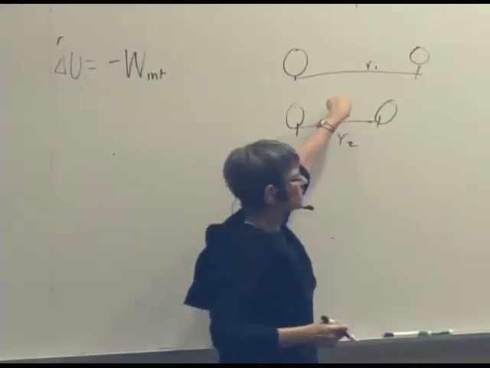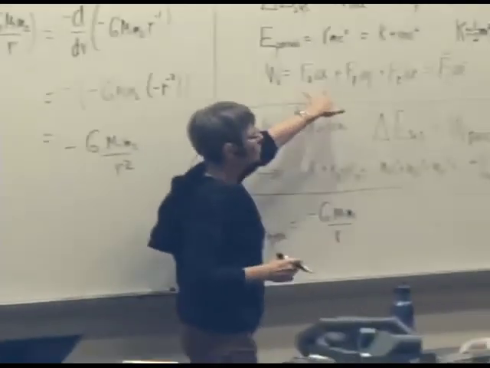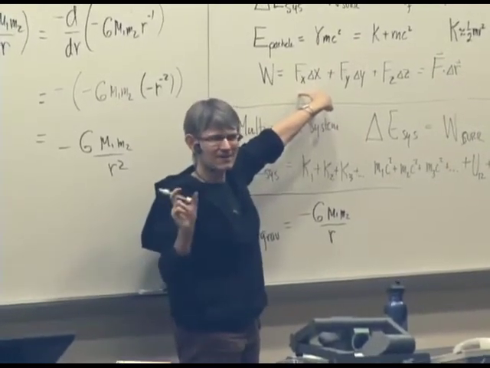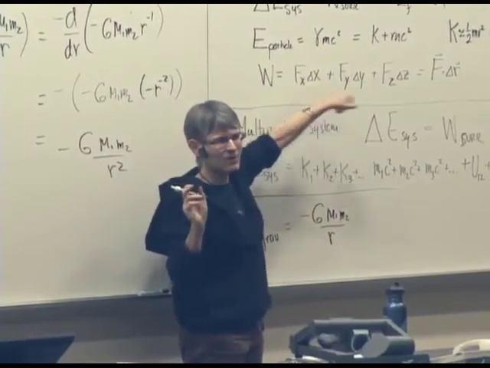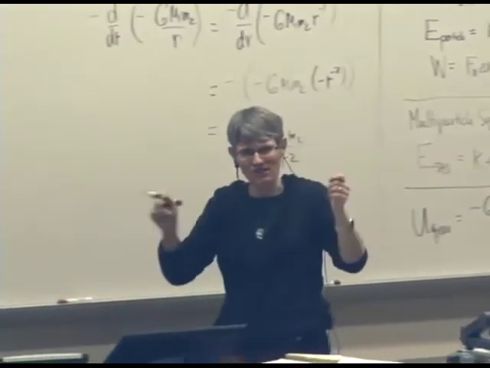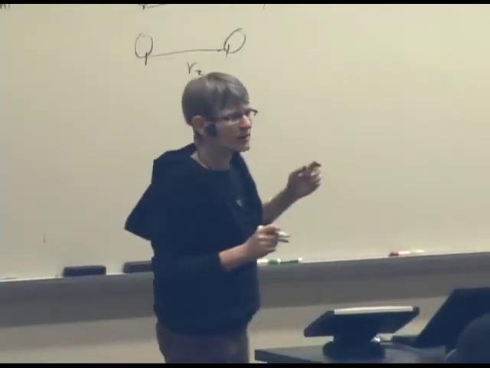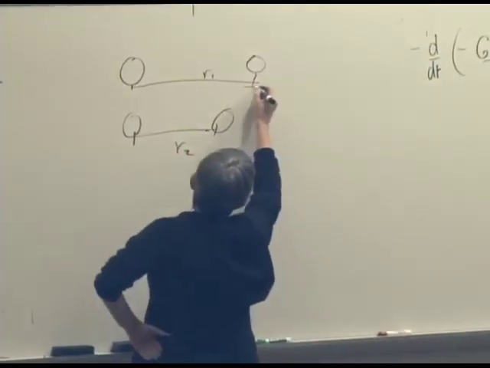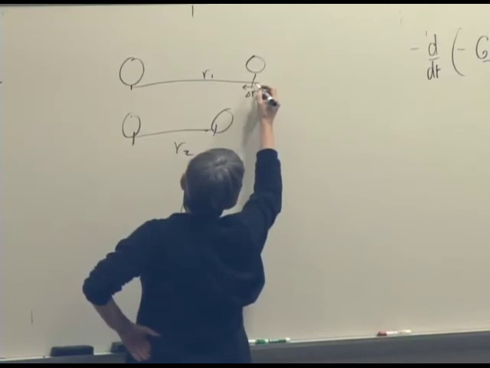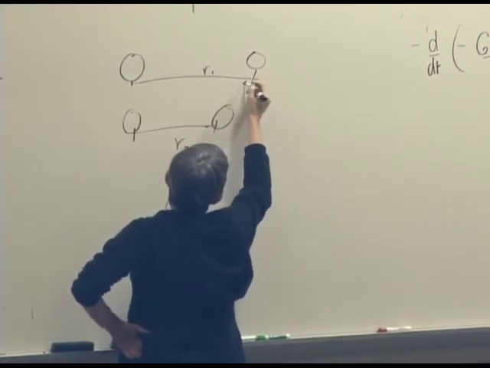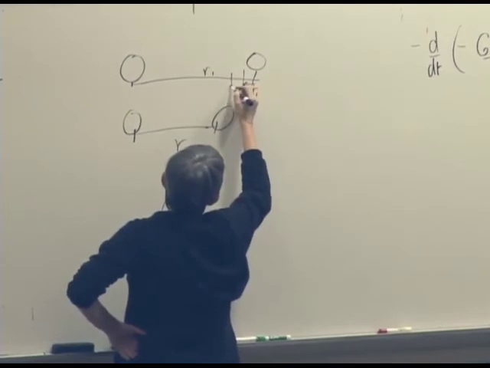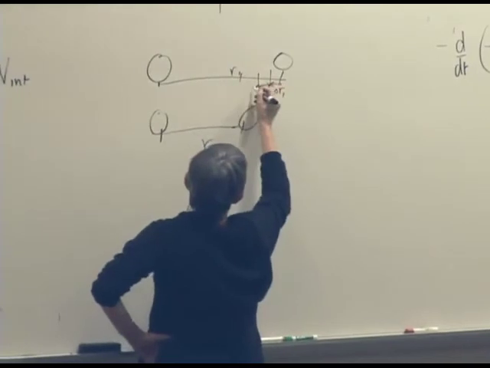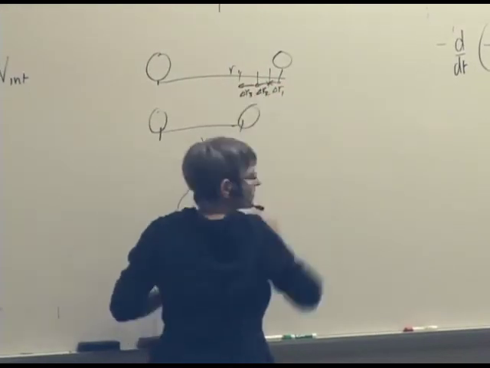Now the problem is that we can't really quite use this. Why not? Is the force constant? The problem is the gravitational force changes as these things get closer together. So what we need to do is divide it up into little pieces. We'd take delta R1 and use the force for that part, then take another piece, delta R2, with a different gravitational force there, and delta R3, with a different gravitational force there.